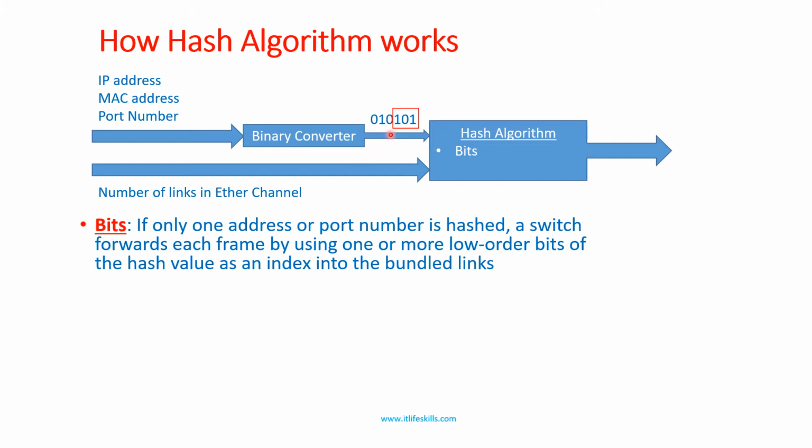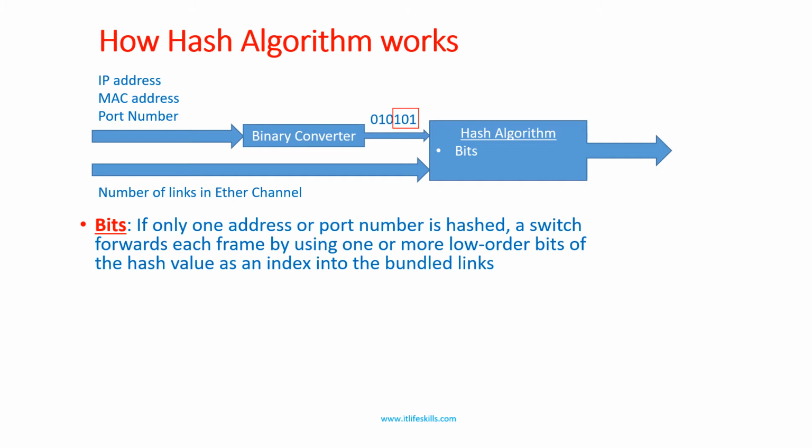So in this case, the switch will forward to link number 5, because 2 to the power of 2 equals 4 and 2 to the power of 0 equals 1. So 1 plus 4 equals 5. So link number 5 will be used to forward the frame.